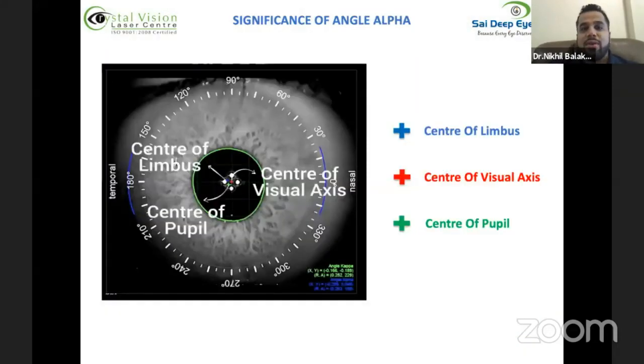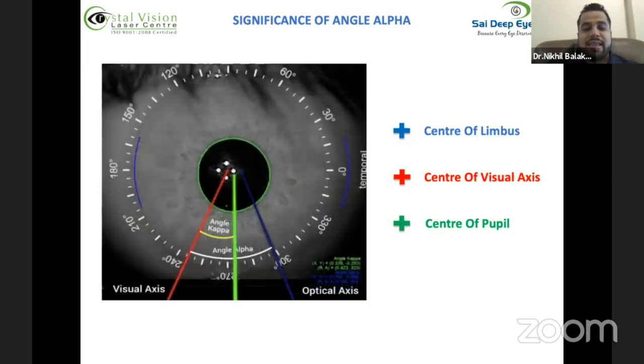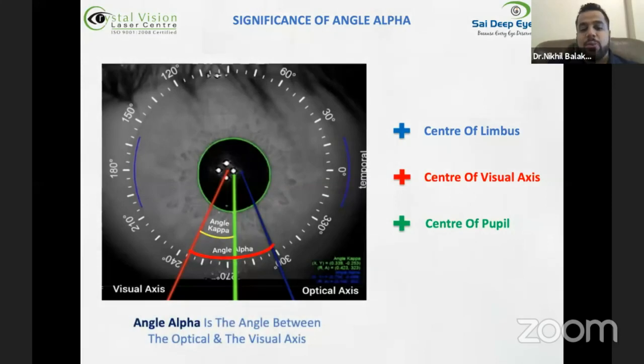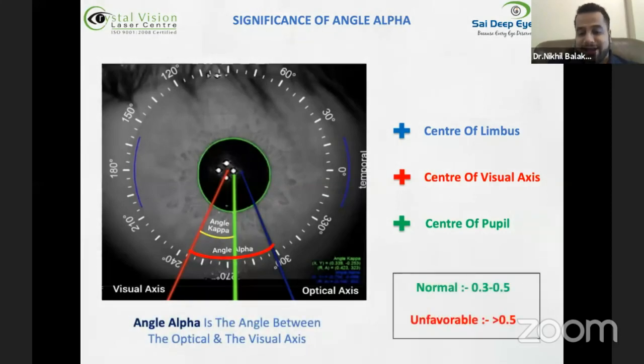For multifocal IOLs, recent publications tell us that it is important to study the angle alpha. Now, what exactly is angle alpha? Here we see the blue cross denoting the center of the limbus, the red cross the center of the visual axis, and the green cross the center of the pupil. The angle alpha is the angle between the optical and the visual axis.